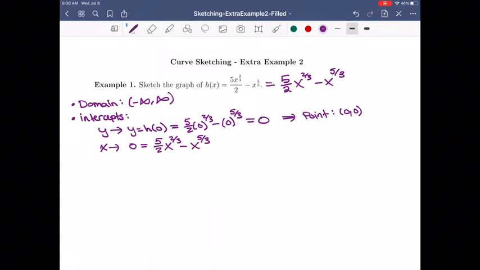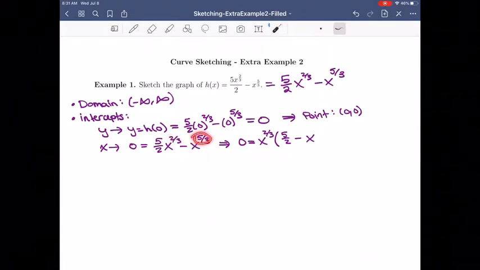Now for the x-intercepts, we want to set the function equal to 0. How do we solve this? There's multiple ways. I prefer to factor, so I can take out x to the smallest power. So I'm going to have 0 equals x to the 2/3 times, in the first term I have 5 over 2 left over, and in the second term I have some x's. How many x's do I have left over? Well, I had 5 over 3, and I took 2 out of 3, so I subtract that from here. So I'm going to have 3 over 3, which is a 1. So I just have x there.